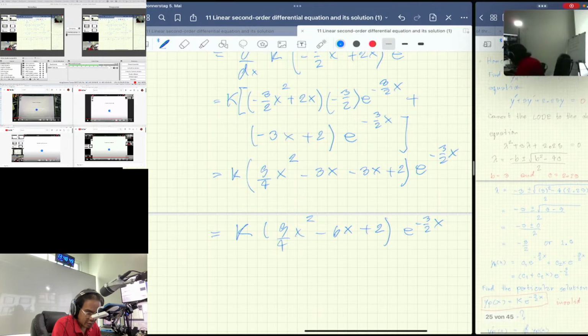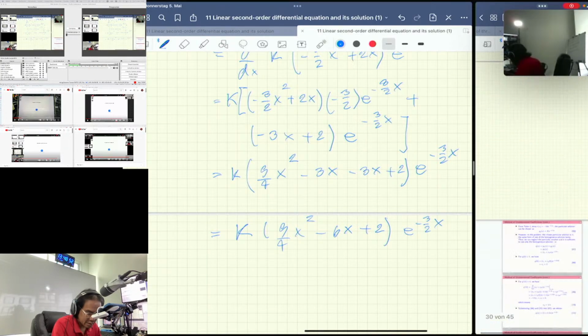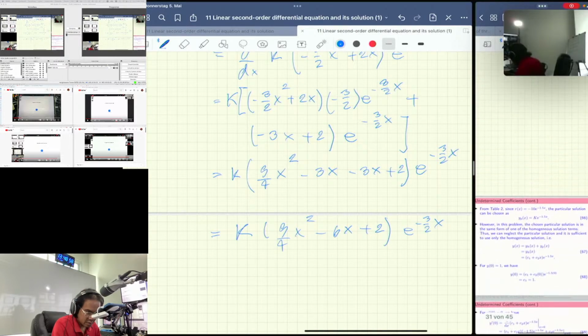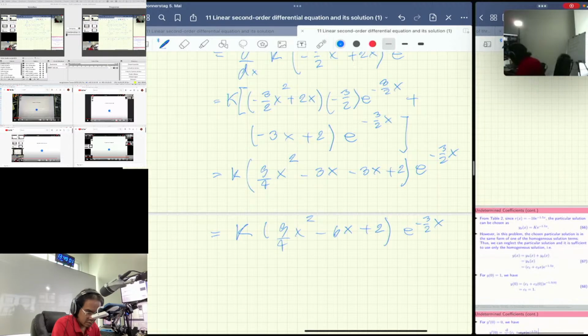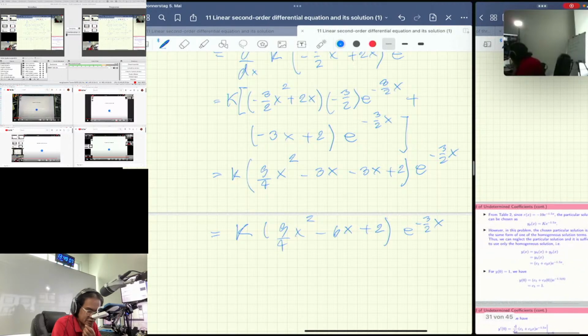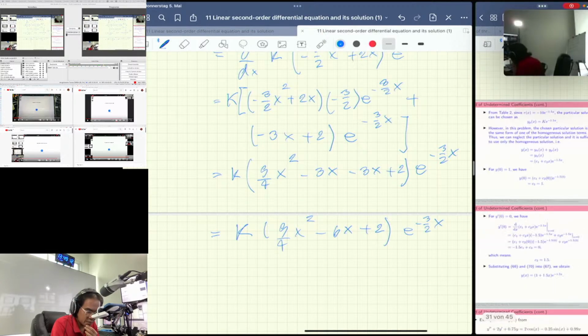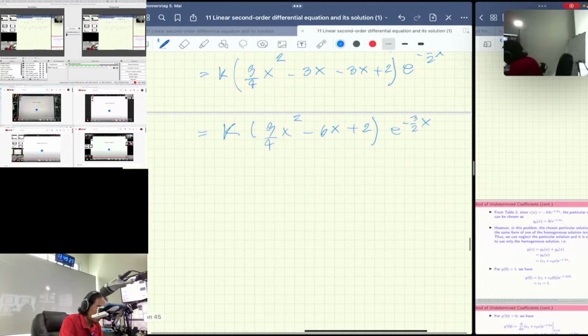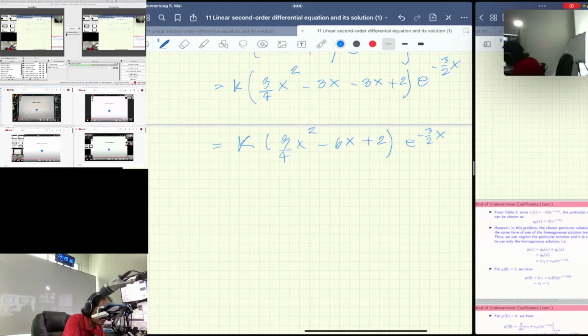Let's check how it's done. They say it's sufficient to use only the homogeneous solution, because as we have tried, it's impossible to use this if you force it.